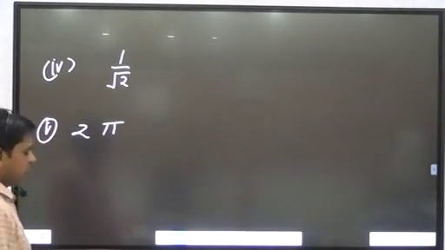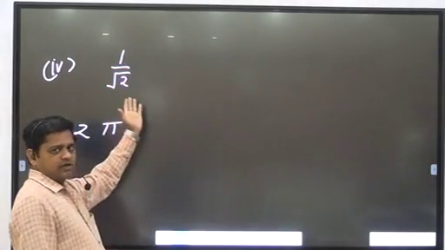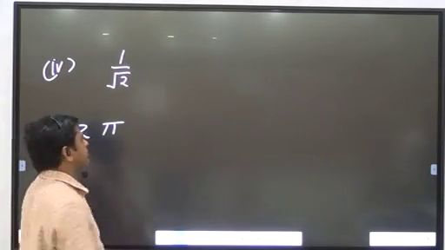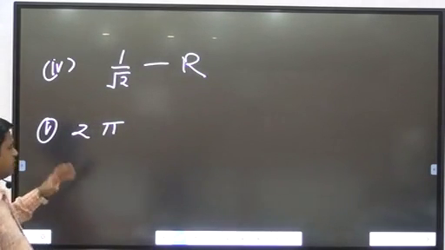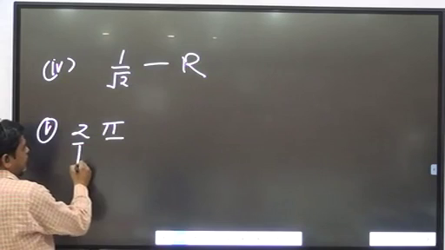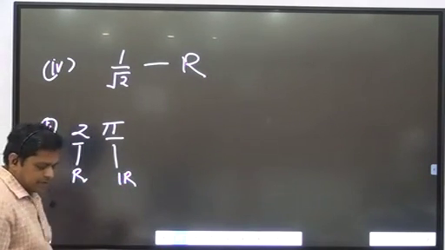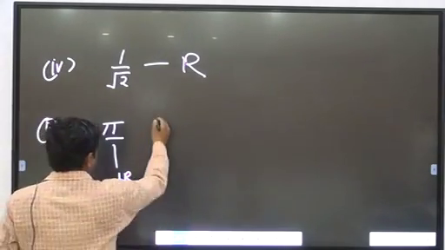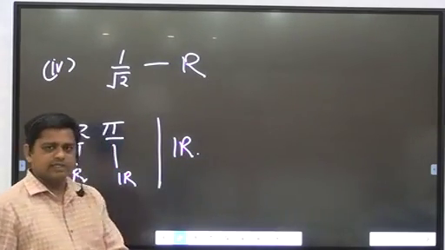Now 1 upon under root 2. In this case we can see clearly 1 is rational and under root 2 is irrational, because 2 is a non-perfect square number. That's why here it is an irrational number. And in case of 2 pi, it is a multiplication of 2 and pi. 2 is rational and pi is irrational. So multiplication of a rational number by an irrational number, we always get an irrational number. So I hope it is clear in your mind.